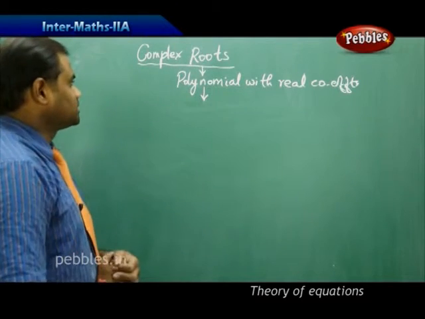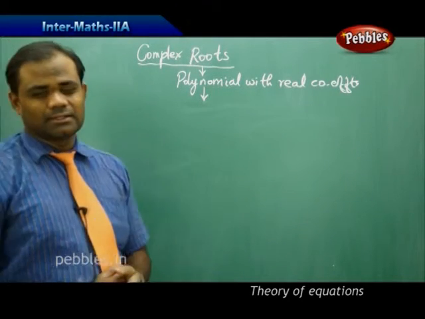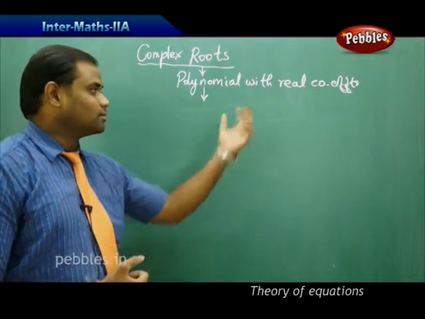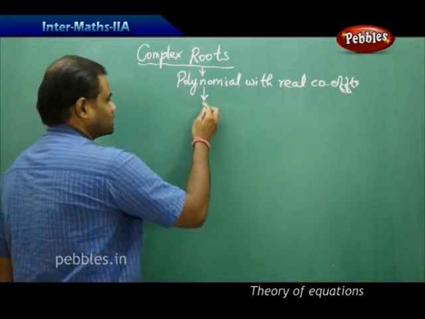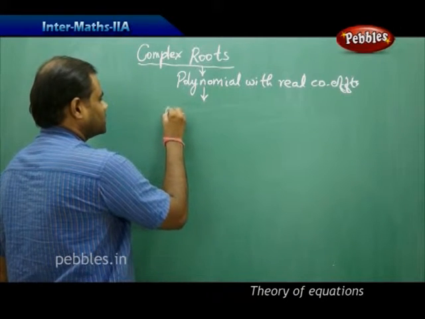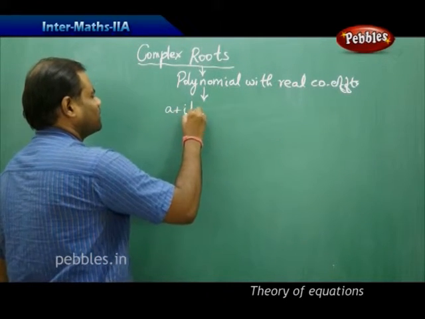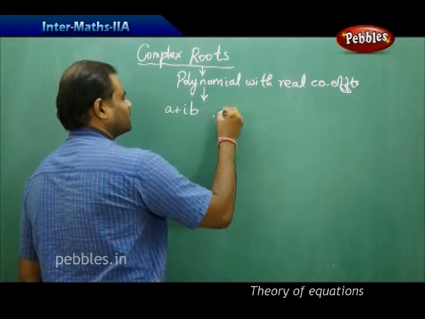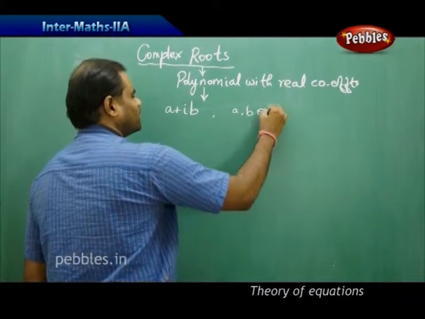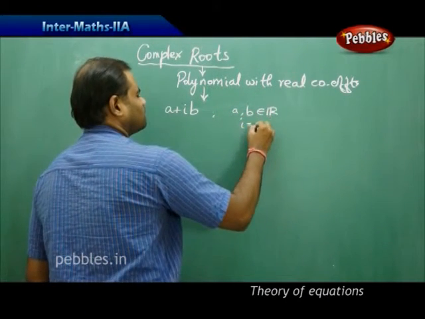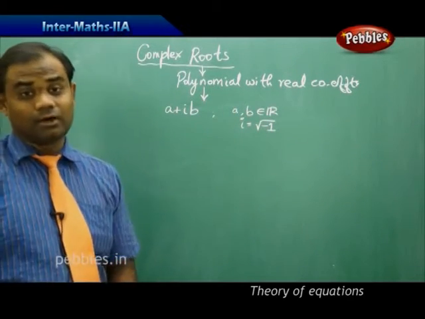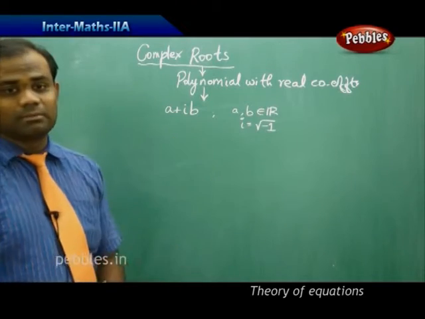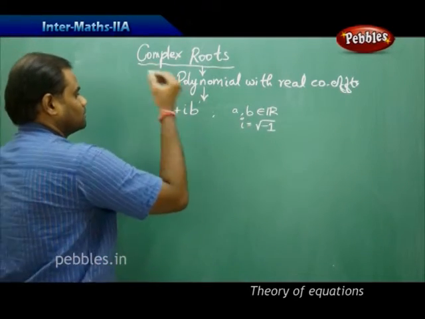So in this case, when I want to find the complex roots or the real roots for a polynomial, the rule says that a complex root is generally denoted in the form a plus ib, where a and b are real numbers and i is the square root of minus 1, which is how we understand the complex number a plus ib.